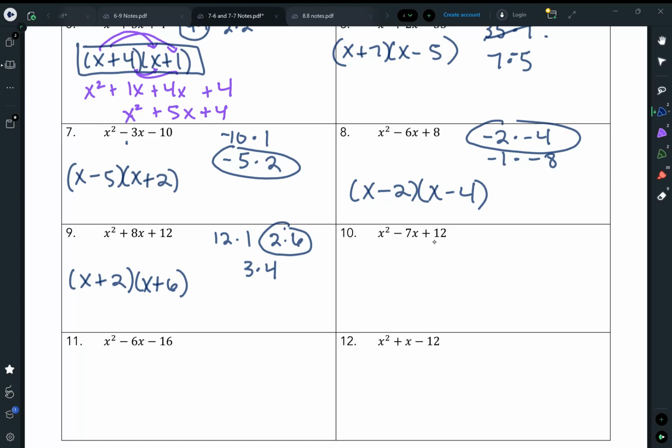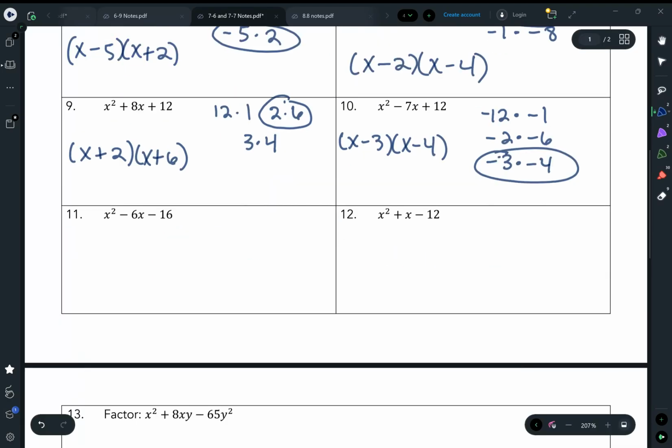The next one, I want a positive 12. It has to multiply to make a positive 12, add to make a negative 7. So negative 12 times negative 1, it has to be two negatives. Negative 2 times negative 6, or negative 3 times negative 4. So 3 and 4 would be the combination that adds to make 7. So this will be x minus 3 times x minus 4.